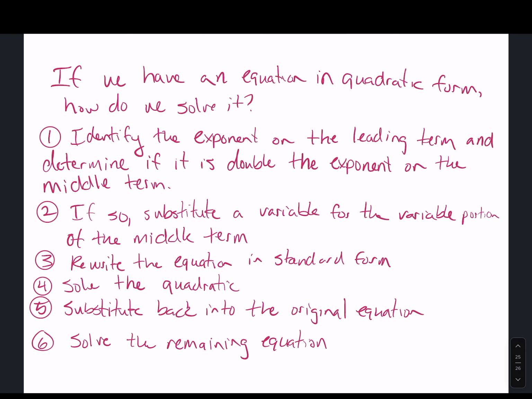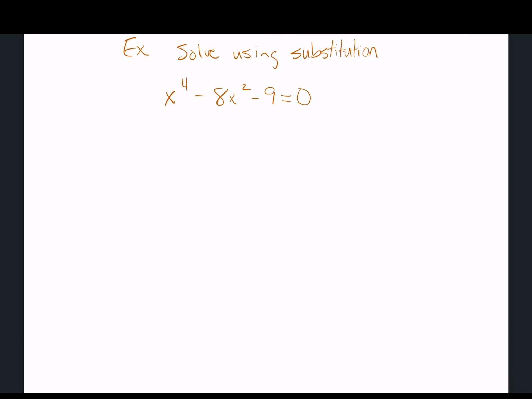Let's try an example and see if we can put this into action. So in this example, we want to solve using substitution the equation x to the fourth minus 8x squared minus 9. So is the exponent on the leading term, which is 4, double the exponent on the middle term, which is 2? The answer is yes.